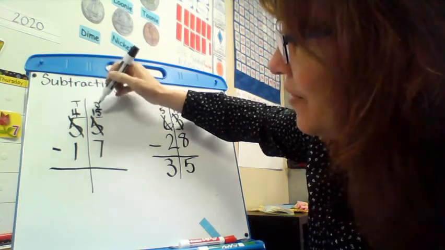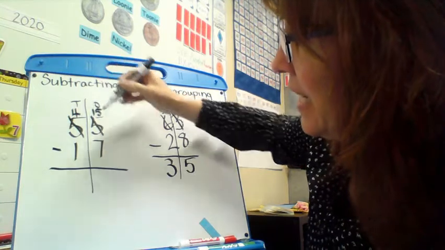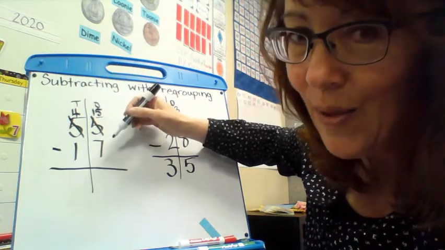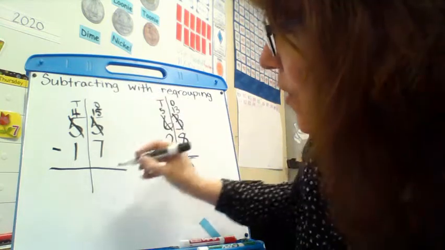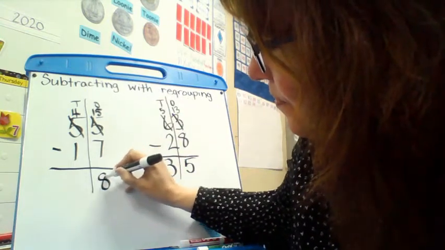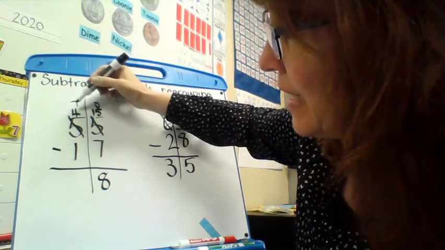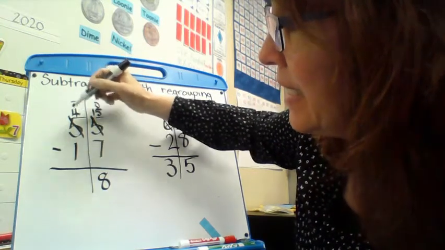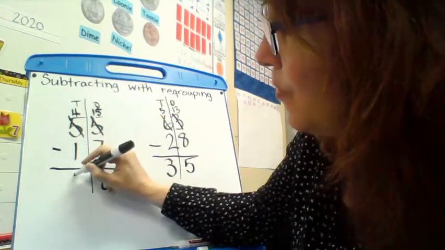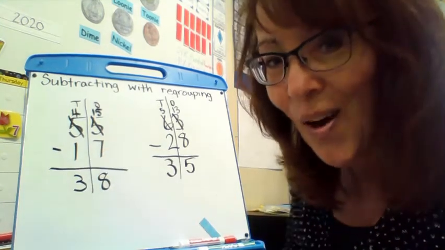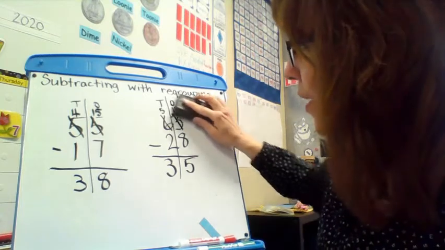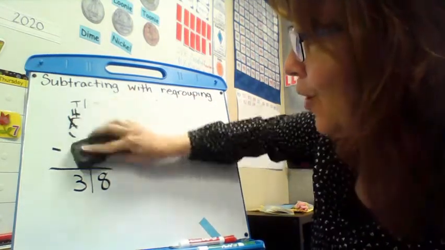Now I have 15. 15, take away 7. Well, I can do that. We did that earlier. 15 take away 7 equals 8. Go over to my 10s place now. 4 10s, take away 1 10, leaves me with 3 10s. Good? Okay, now let's do a different question.